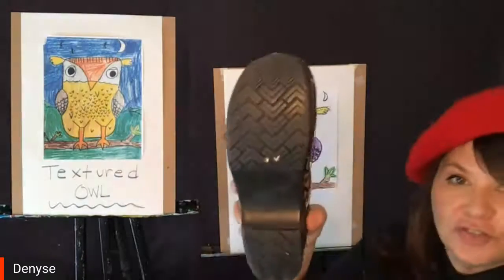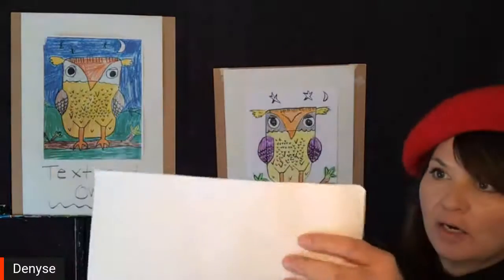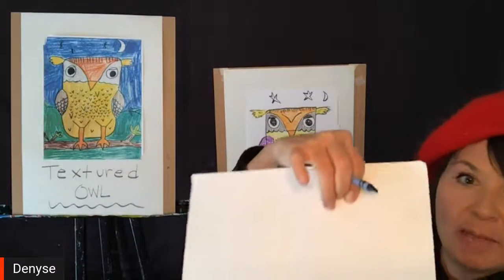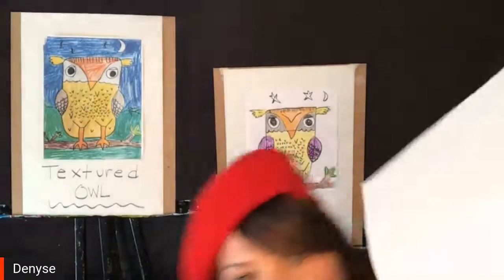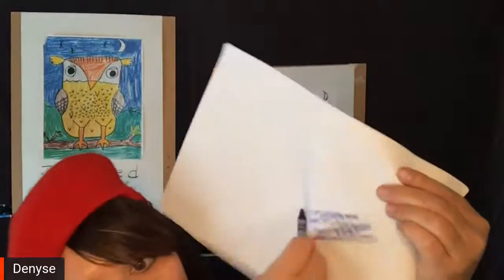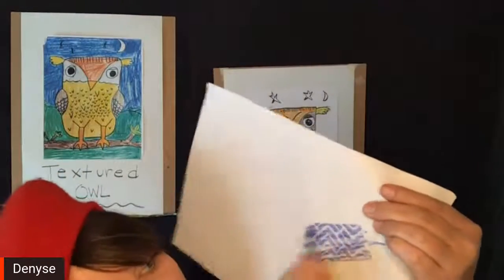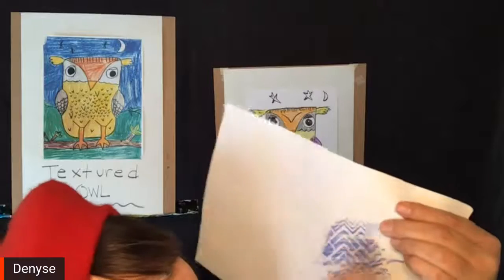Now watch. So here's the texture, the paper, and I'm going to hold my paper on there. And I'm going to do a texture rubbing. That's the texture of my shoe. Isn't that cool?